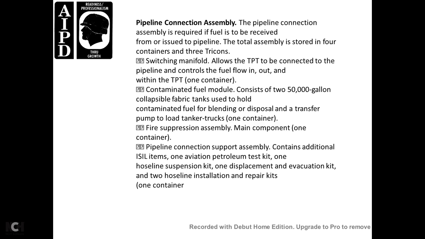One container, the contaminated fuel module, consists of 2 50,000 gallon collapsible fabric tanks used to hold the contaminated fuel pending disposal, with the transfer pump and loaded tanker trucks. One container holds the fire suppression assembly main component. The pipeline connection support assembly contains an additional aviation petroleum test kit, the hose line suspension kit, 1 displacement evacuation kit, and 2 hose line installation and repair kits, in 1 container.